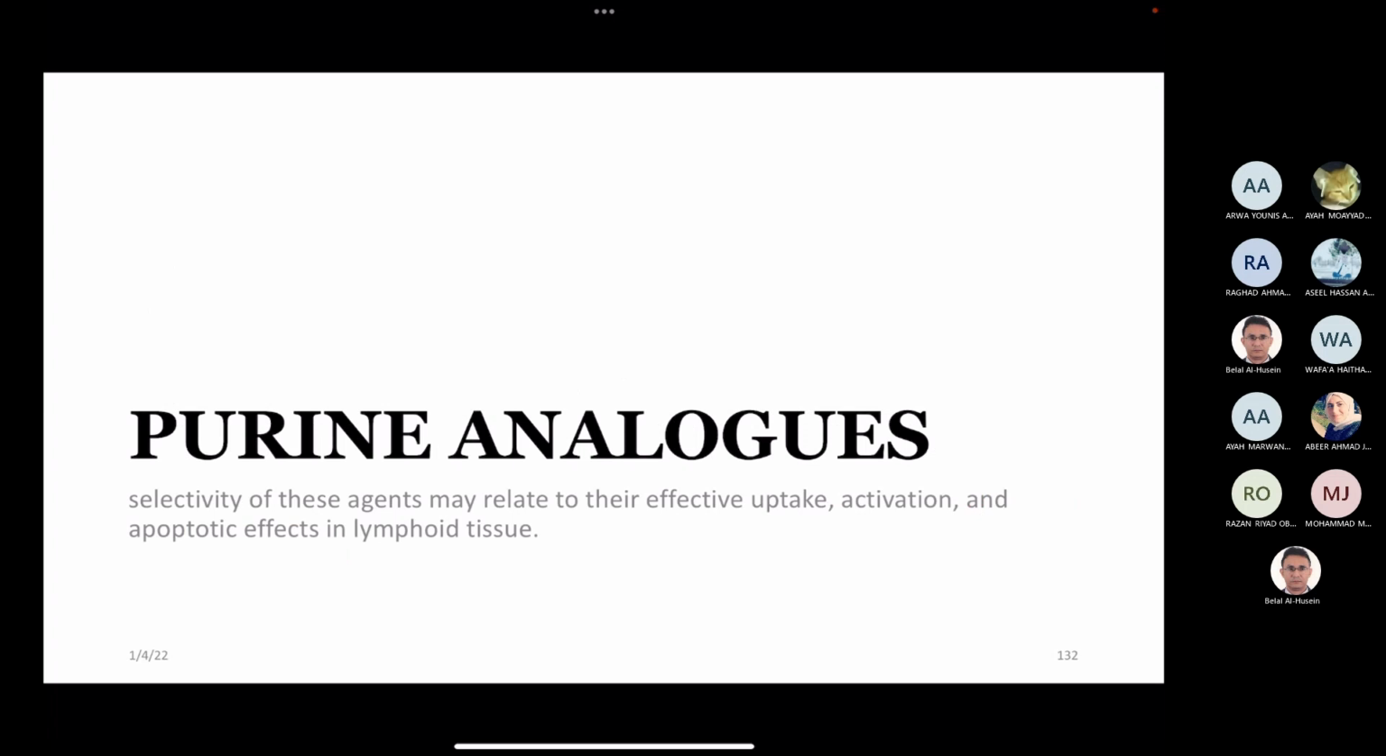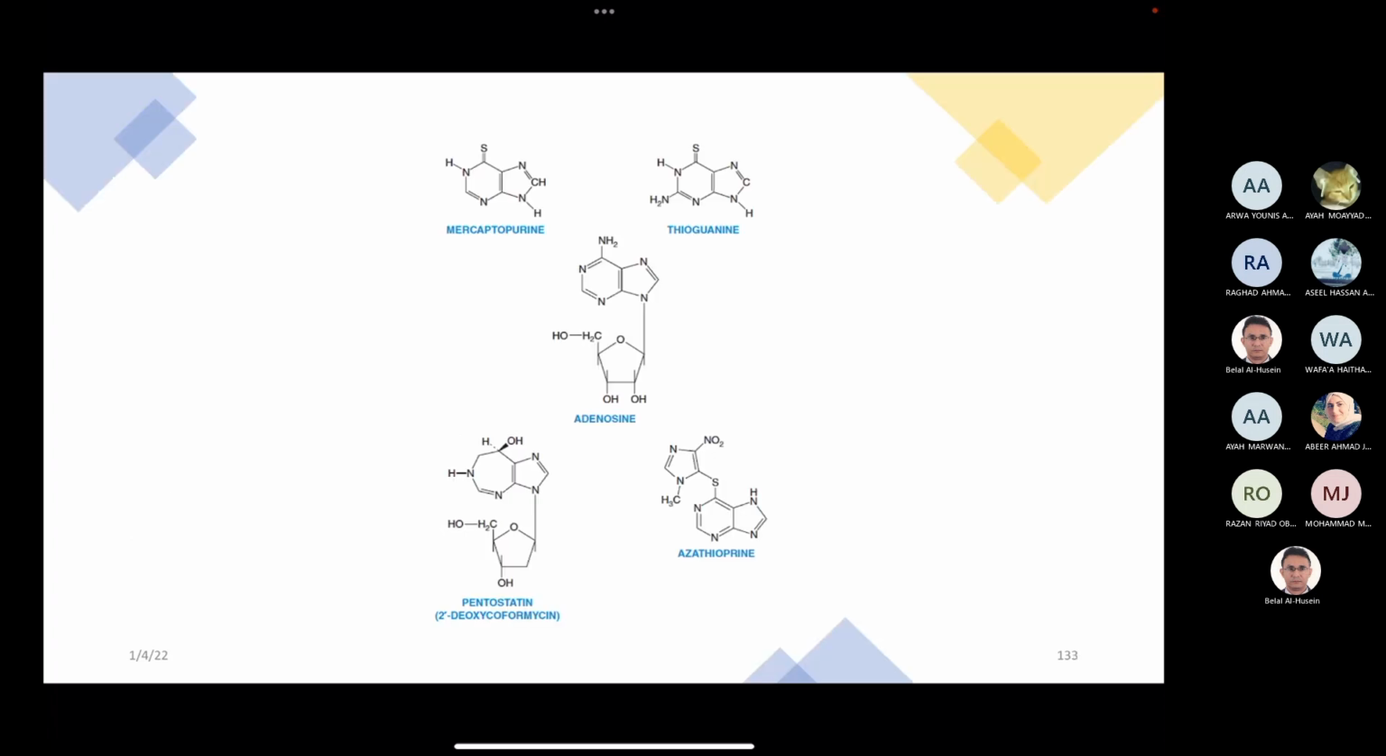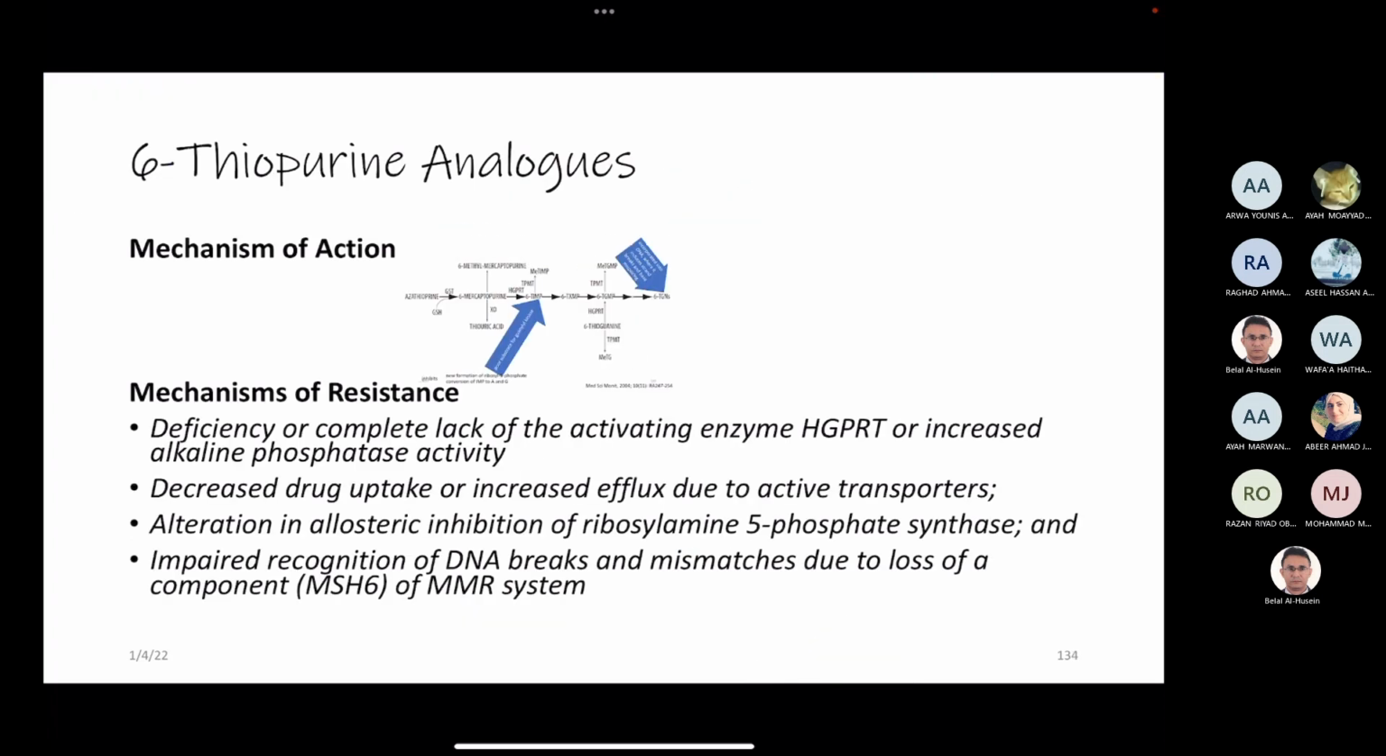Now, purine analogs are many. Most of them are adenine analogs, except for one, which is nelarabine, a guanine analog. So purine analogs include first of all the 6-thiopurines, which are 6-mercaptopurine and 6-thioguanine.